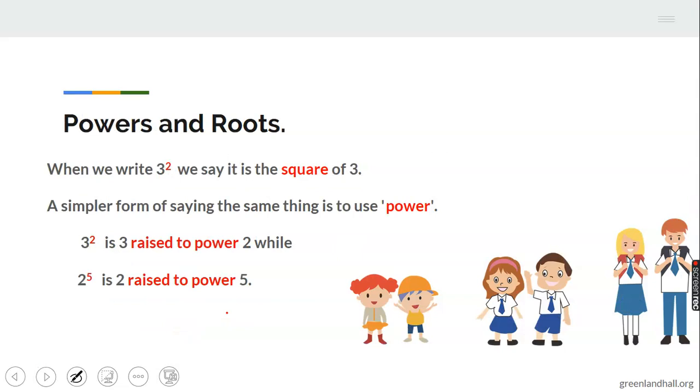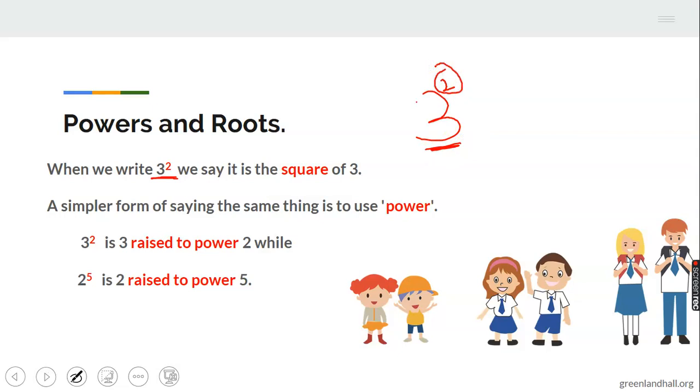Yes, what do we mean by powers? Take a look at this. When we write 3 raised to power 2, you can see that the 2 is not on the same line with 3. The 2 is raised upward. You know, we are having something like this, 3 raised to power 2. The 2 is a little number on the whole number. This is the whole number. This is the power, the little number on top.